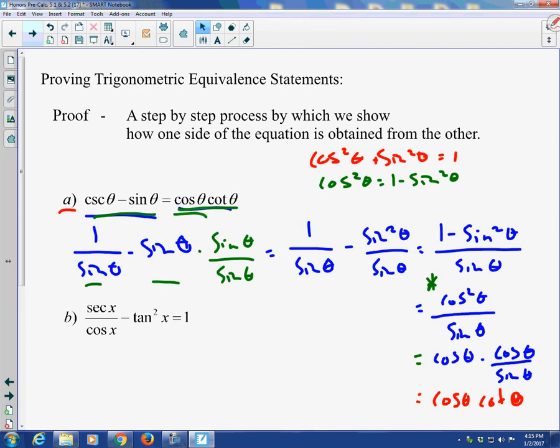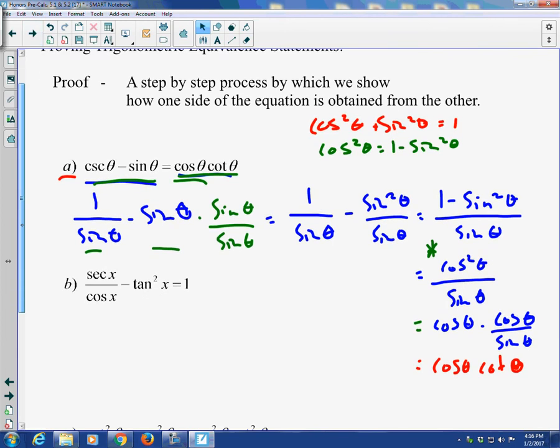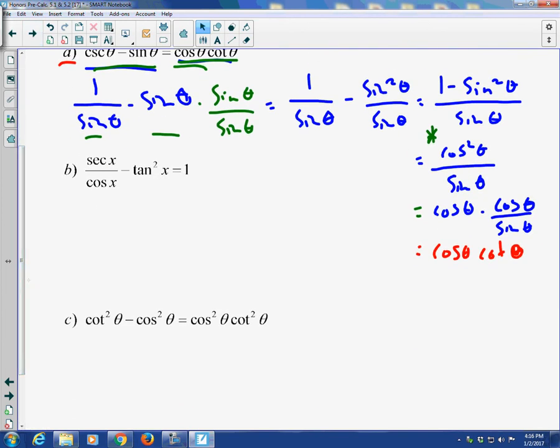In general, when we take the more complicated side of the equivalence statement, what we're doing is looking to simplify to a place where we can then manipulate that simplified expression to get our target expression, which is what we've got right here. That might not always seem obvious, but I think it gets clearer and clearer the more you try these. So why don't you go ahead and give B a shot, and you can give C a shot too. It's a little challenging.